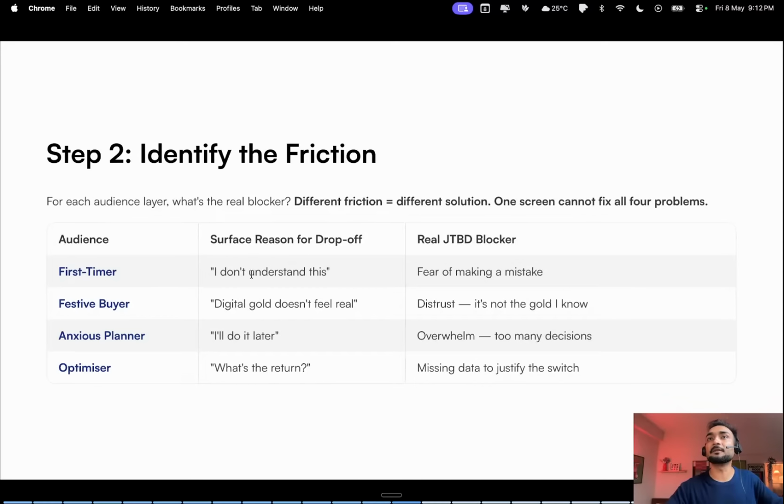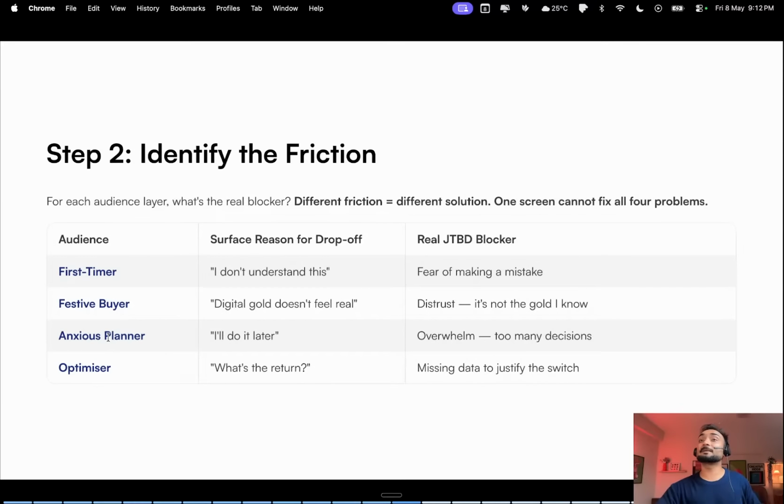That's their primary fear. What about the festive buyer? Festive buyer ka surface reason, right? What is the surface reason for drop off? Digital gold doesn't feel real, yaar. But what is their real blocker? Their real blocker is trust, because this digital gold is not the gold that they are familiar with, and that is why they don't trust this enough.